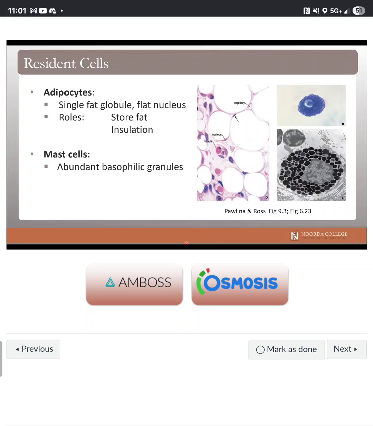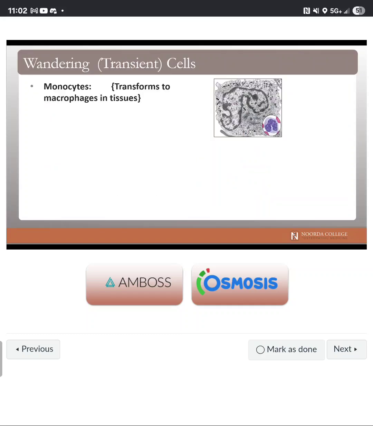Mast cells are also tissue resident cells, and they have abundant basophilic granules. You can see on electron microscopy, they're chock full of these basophilic granules. There's still some semantics to this. Some people consider mast cells as tissue basophils, but they have slightly different functions. Very similar to basophils, they release histamine, but different from basophils, they also release chemotactic mediators for inflammation.